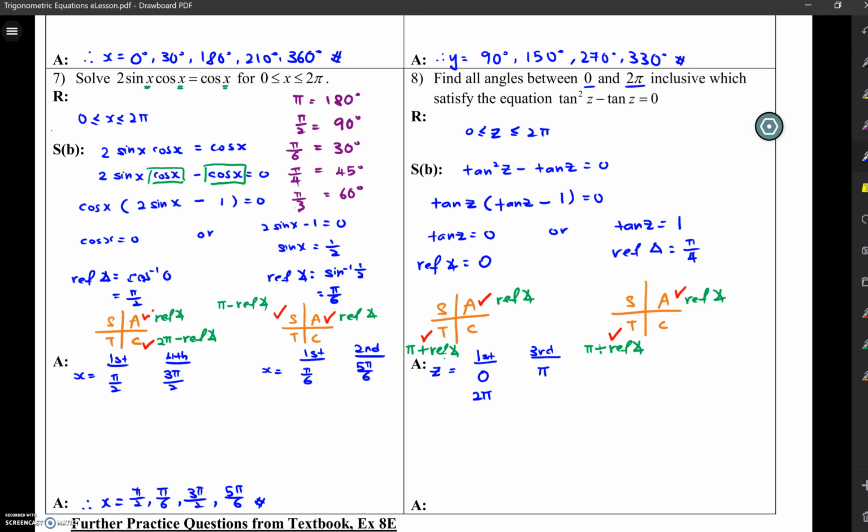For the third quadrant, it's the same. So pi, if I minus 2 pi or plus 2 pi, you realize it's not within the range. So for the third quadrant, that's the only answer. And we are done with the first, left-hand side.